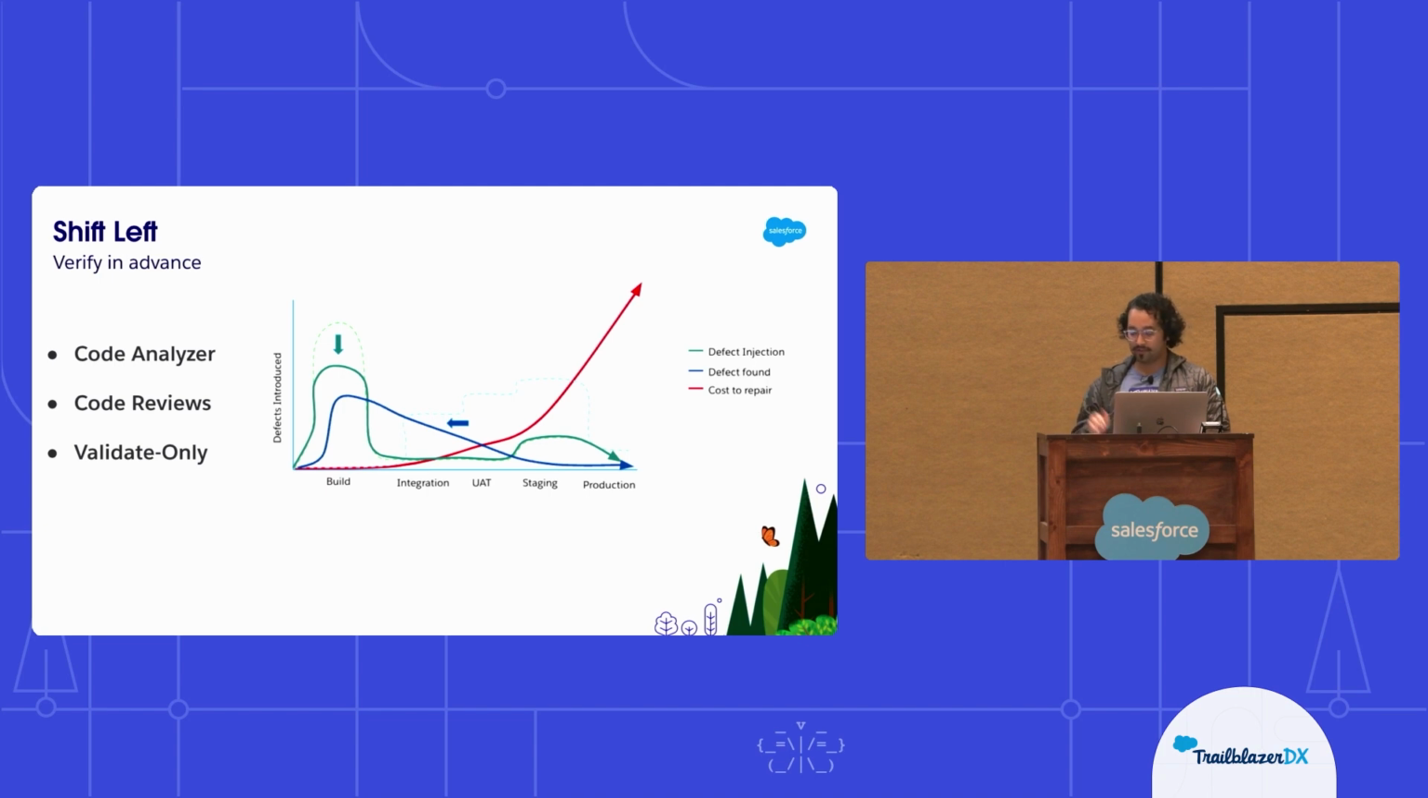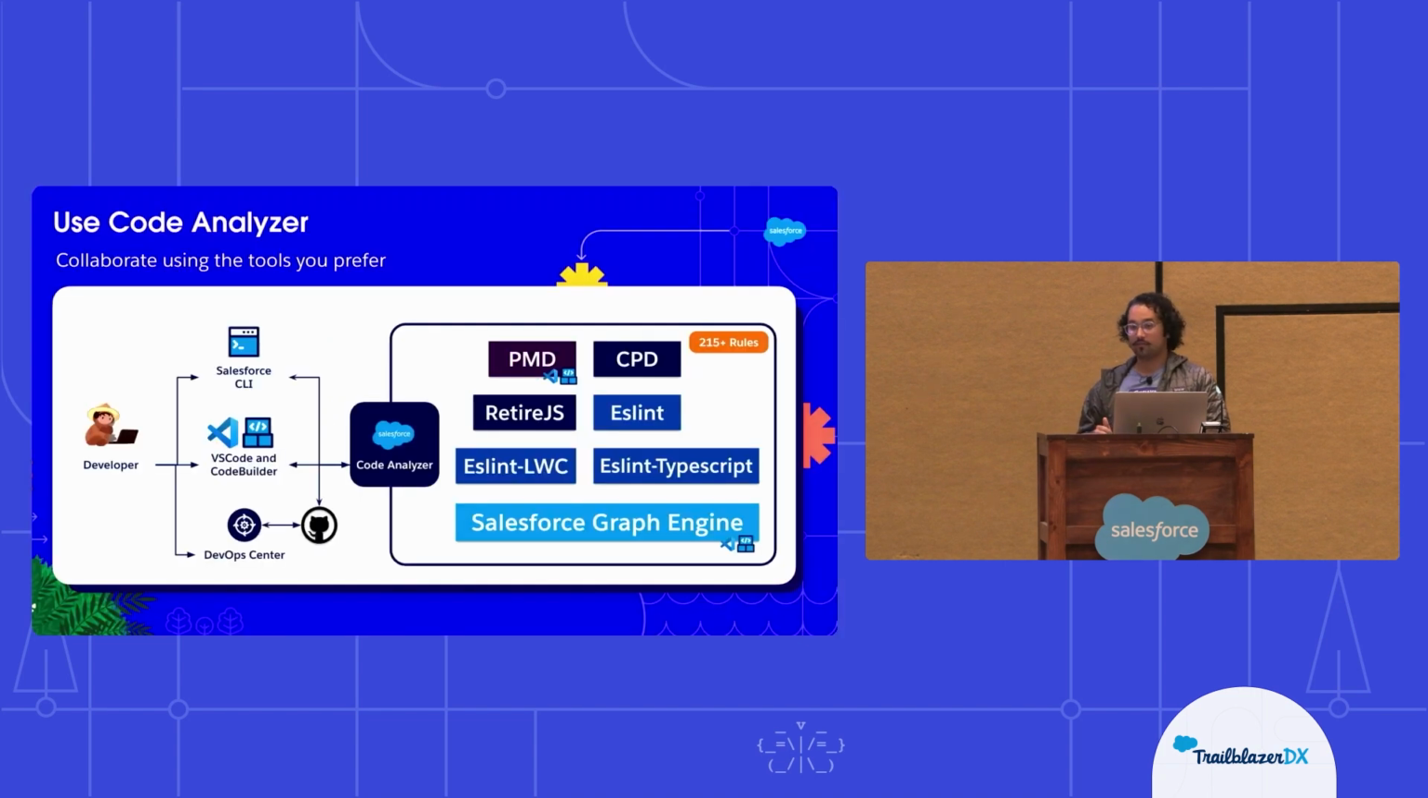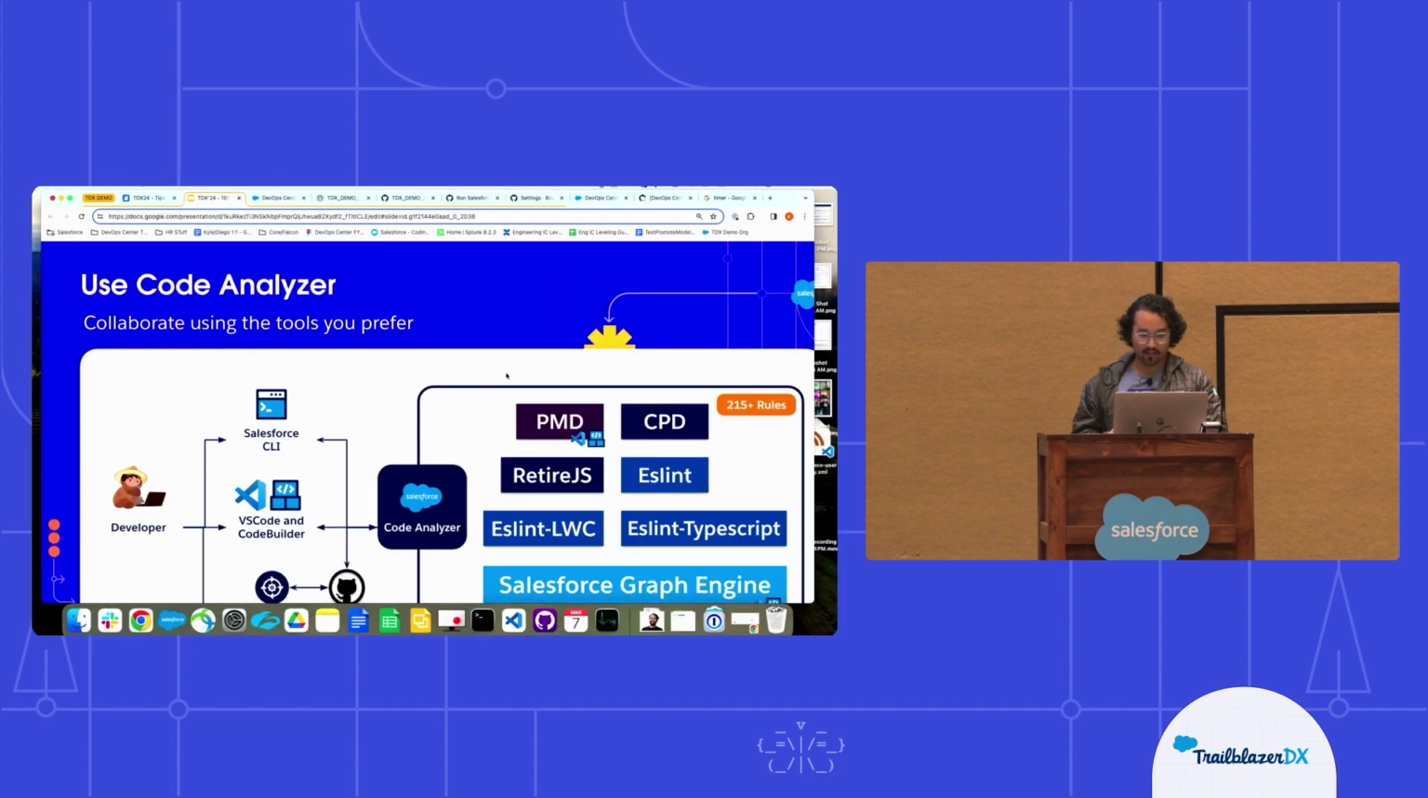One of the best ways to do this is with Code Analyzer. Code Analyzer is a leading Salesforce tool with over 200 rules that's able to scan your code, and it makes sure that as developers we write better, more secure, and performant code. Using this is a really powerful way, and right now it's available as a CLI plugin, as an extension in VS Code and Code Builder, and most importantly, you can use it with GitHub Actions, and I'd like to show you what that looks like with a quick demo here.